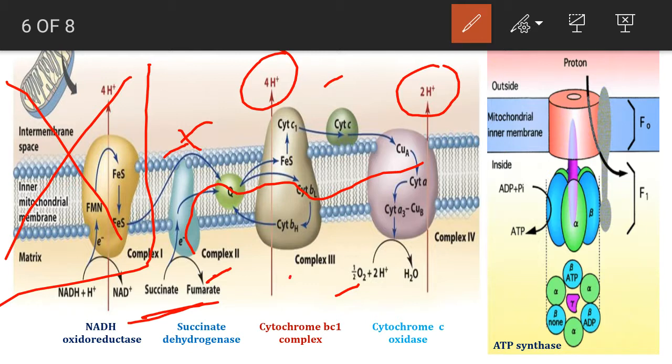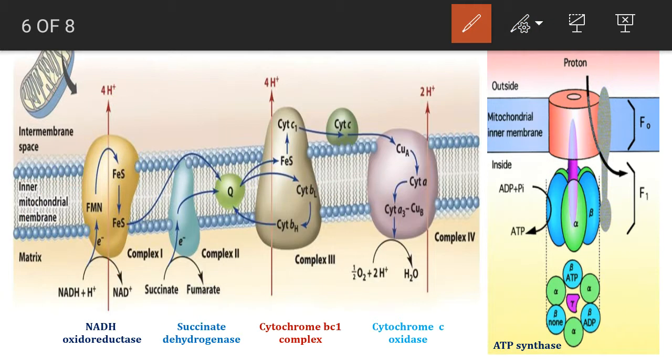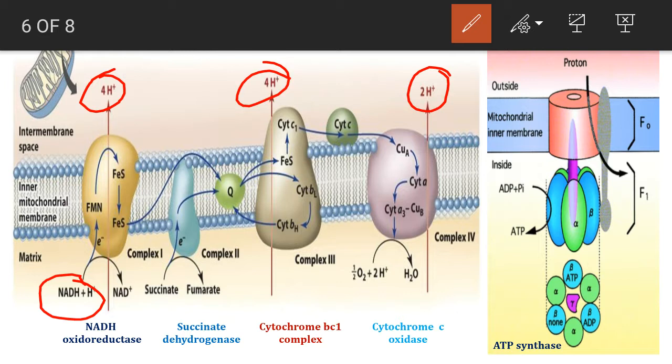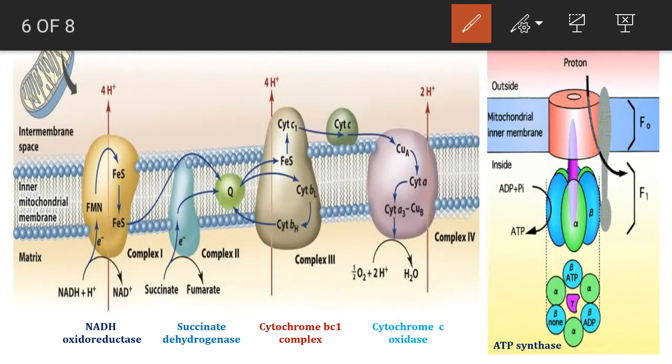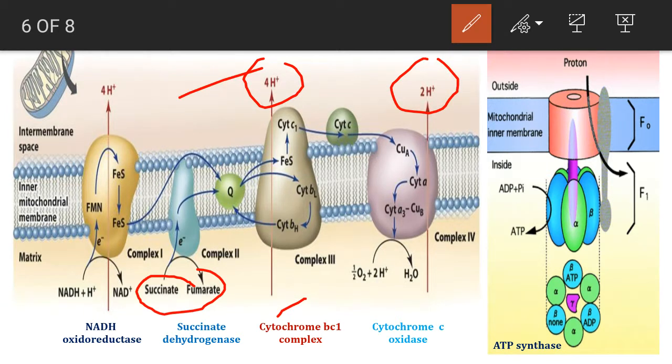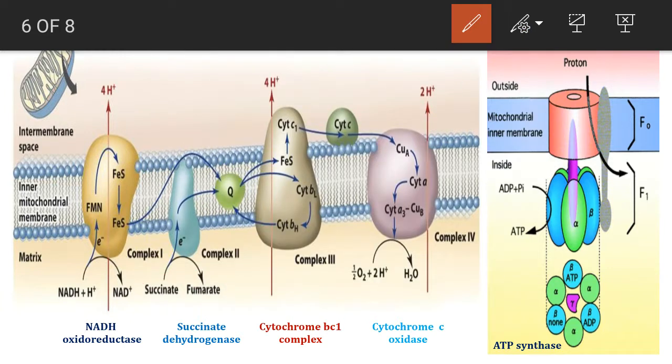So ultimately complex number 3 and 4 are going to transfer the protons from the matrix to the intermembrane space, that is, 6 in total. So what we have seen till now: when oxidation of NADH occurs at complex number 1, a total of 10 protons will be transferred from the matrix to the intermembrane space, whereas when FADH2 is oxidized at complex number 2, only 6 protons will be transferred from the matrix to the intermembrane space.